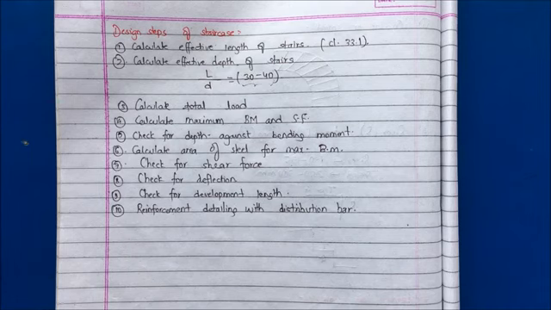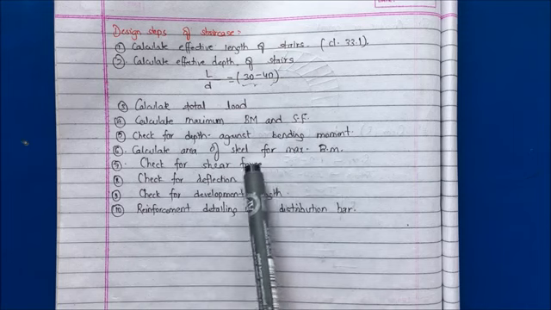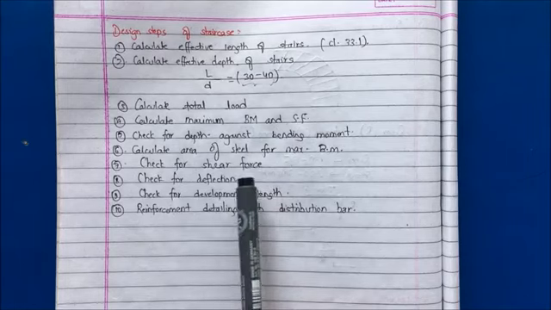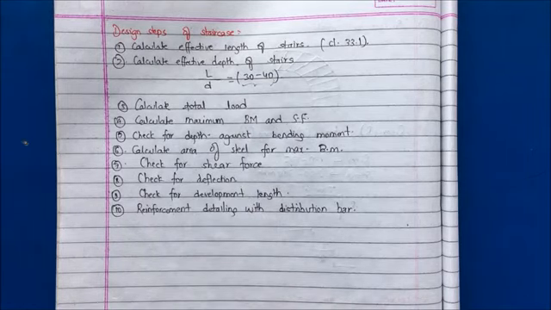Step 7 is to check for the shear force. That is calculating the shear stress using the shear force and comparing with the permissible shear stress. Generally in a staircase we do not provide shear reinforcement, and the shear stress should be resisted by the shear strength of the concrete, so we have to check for the shear force.